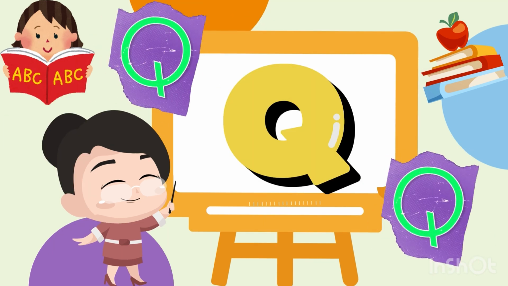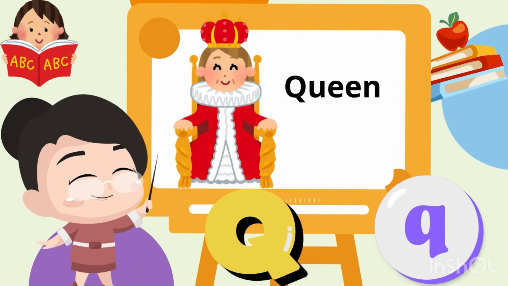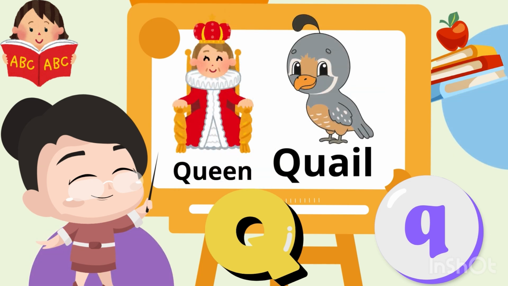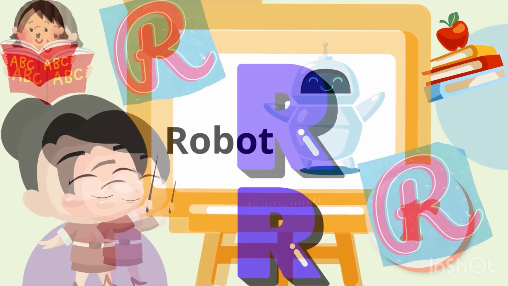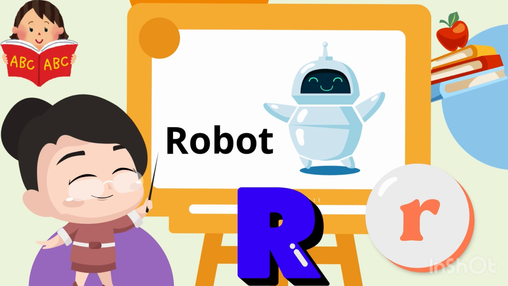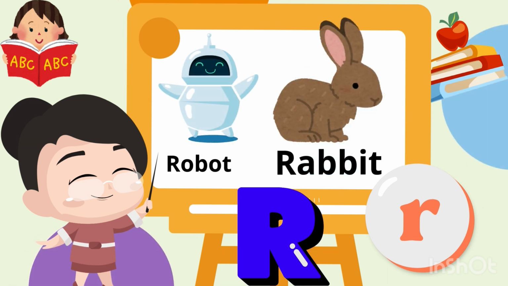Q is for queen. Q is for quail. R is for robot. R is for rabbit.